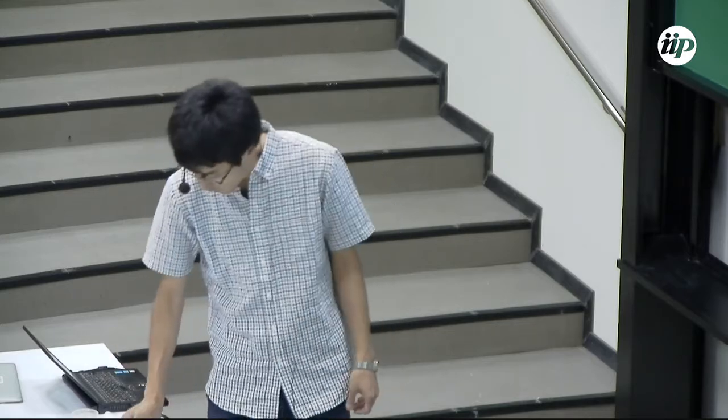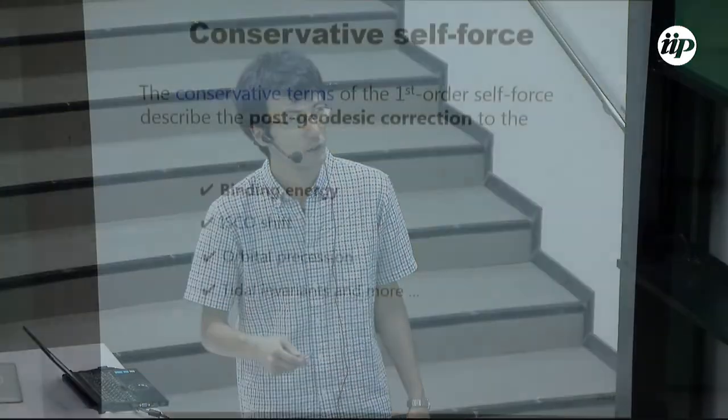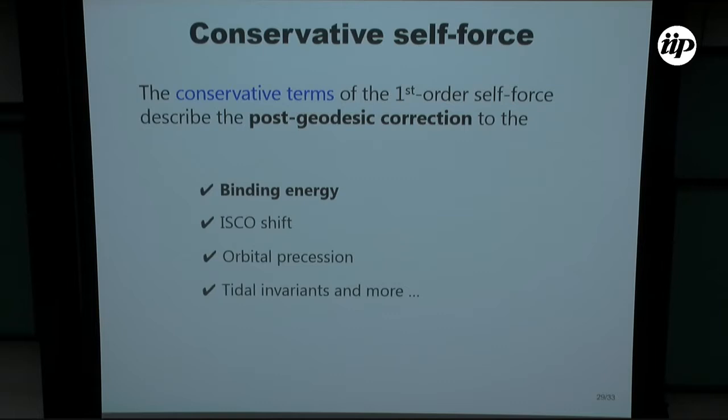But of course, the story is not that simple. The self-force also has a conservative term, and this describes some post-geodesic effect of the motion, which roughly describes the correction of the binding energy or gravitational potential, also the frequency shift, and also correctly describes the correction to the orbital precession, and also the tidal effect and more. So we really need to compute both the energy loss by gravitational waves and also the conservative part of the self-force. We need both.